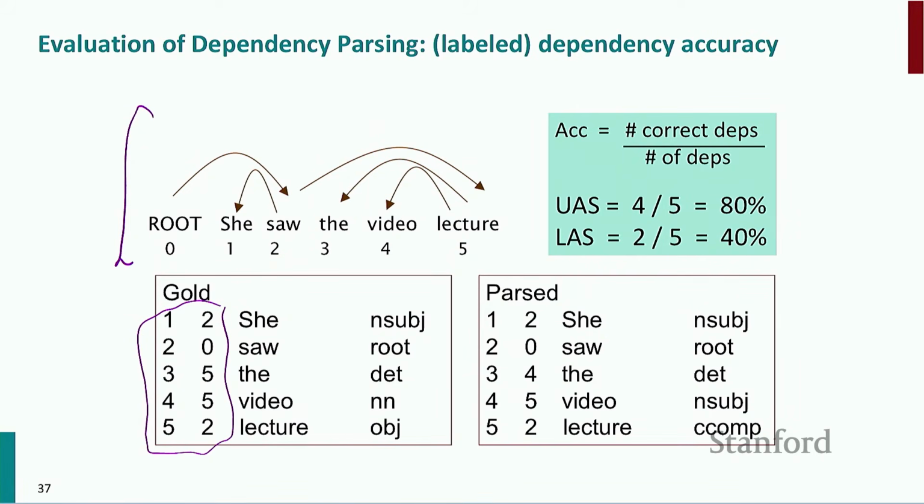Then if someone proposes a parse of the sentence, you can literally say, okay, which of these did they get right? So they didn't get this one right. They got the rest of them right, so their accuracy is 80%. And so sometimes people just assess the arcs unlabeled, and that's referred to as unlabeled dependency accuracy. But sometimes people also want to label them with subject, determiner, object, etc., and say also, are you getting the labels right? So in this case, only 2 of the 5 labels are right, so the labeled accuracy of the dependency parser is 40%.